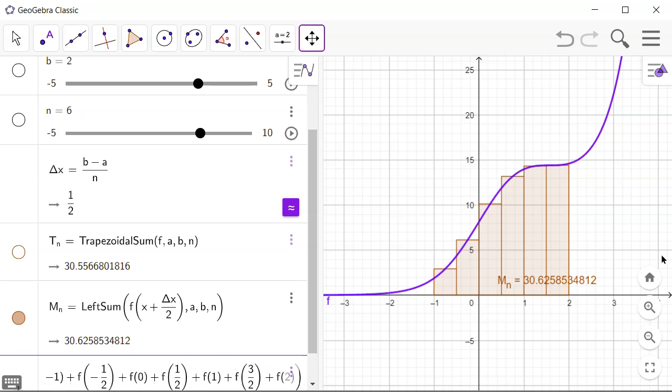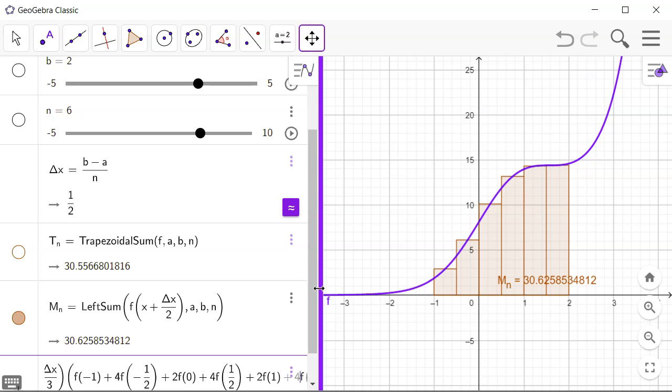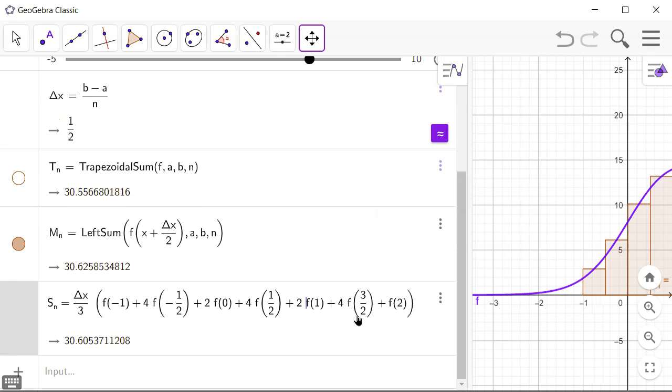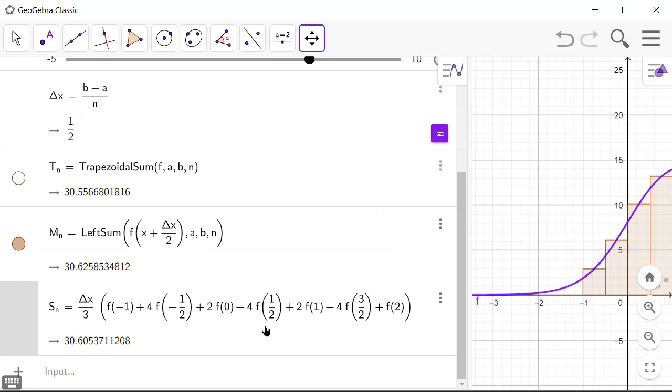Since this is Simpson's rule, the coefficients are 1, 4, 2, 4, 2, 4, 2, 4, 1. Let's put that in. The coefficient is 1 here, then 4 there, then 2 there, then 4 there, then 2 there, and 4 there. I think we got that. Maybe I'll extend this so that I can see it. Then hit enter.